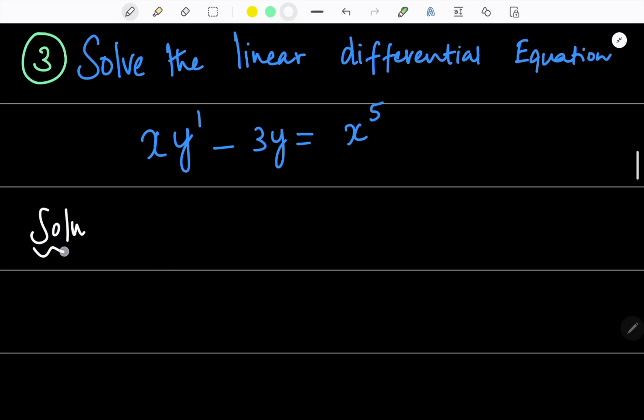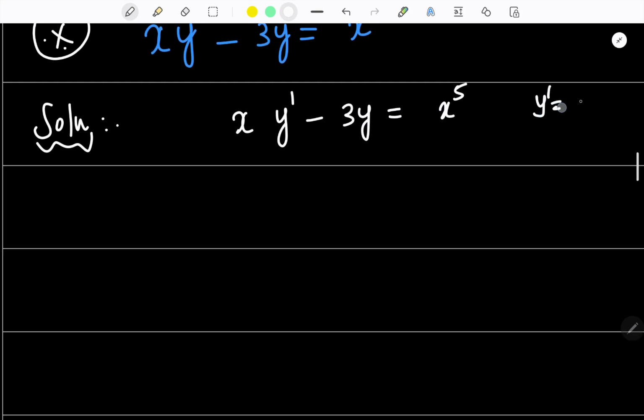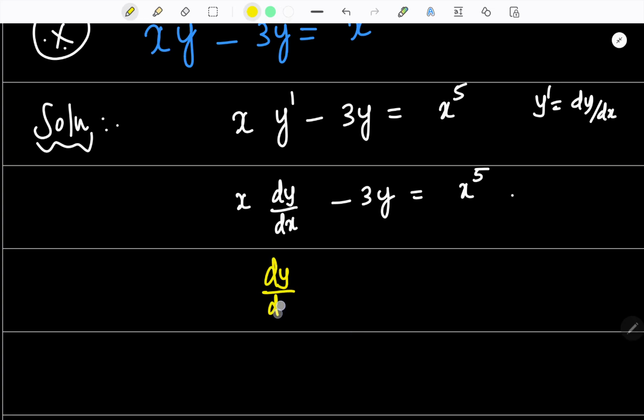So let us solve this question. This is a little difficult question and you have to keep it as it's an important question. xy dash minus 3y is equal to x power 5. What is your y dash? y dash means dy by dx. So x dy by dx minus 3y is equal to x power 5. Let me ask this question. So usually when the problem is given, immediately I will write what? dy by dx plus py is equal to q, right?